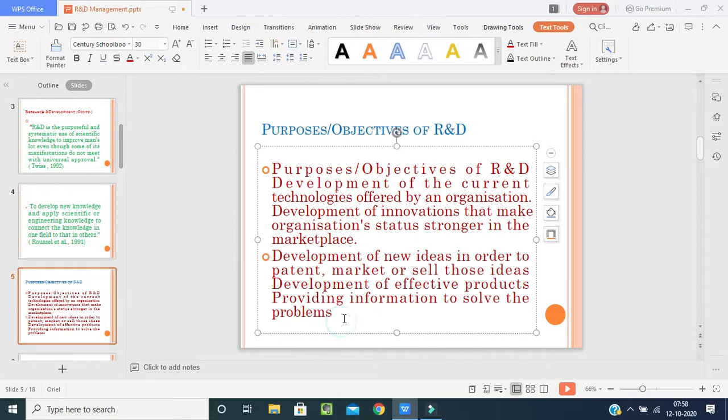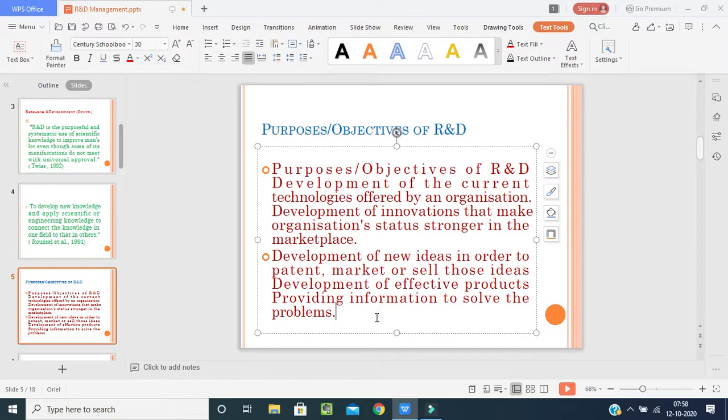What are the problems we are having? We are going to fulfill them with the help of this idea. So R&D, the main purpose of R&D is to bring new ideas in order to patent. That means to bring the brand name in the minds of the customer, or it's like a promotion towards the market or sale, which the ideas will develop an effective product and provide the information to solve the problems.